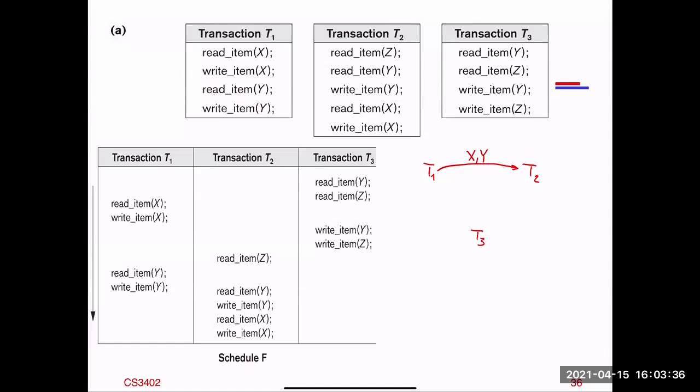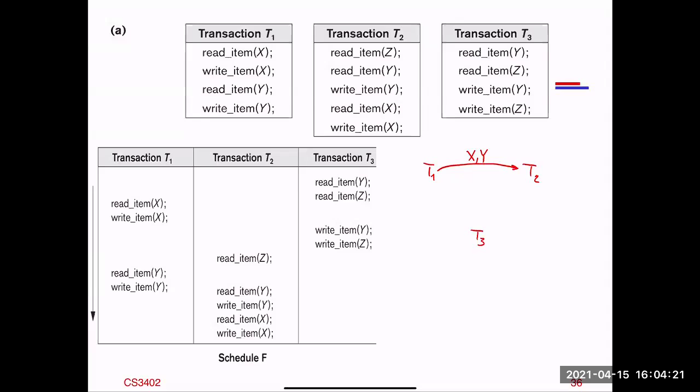Okay. And let's look at T1 and T3. Is there any conflict there? T3 doesn't access X, so this is fine. And you can see there are no operations after these two in T3, so there's no edge from T1 to T3. So let's move on to T2. I'm reading item Z here. Item Z is not accessed by any other transaction later on, so that's fine. And of course, none of these here are causing any problems. So T2 does not have any outgoing edges at all.